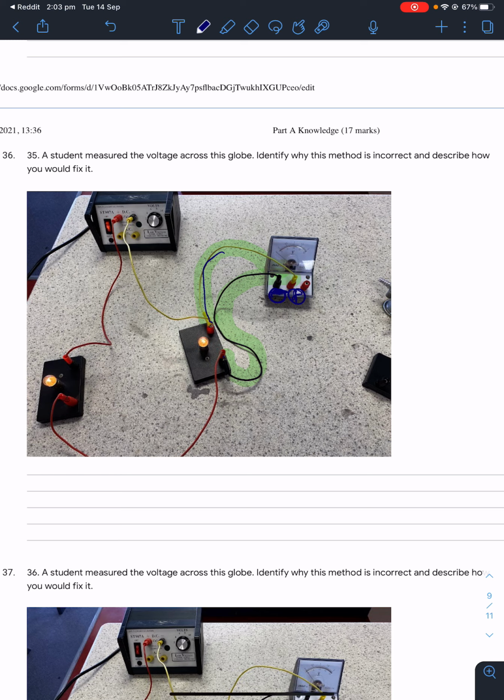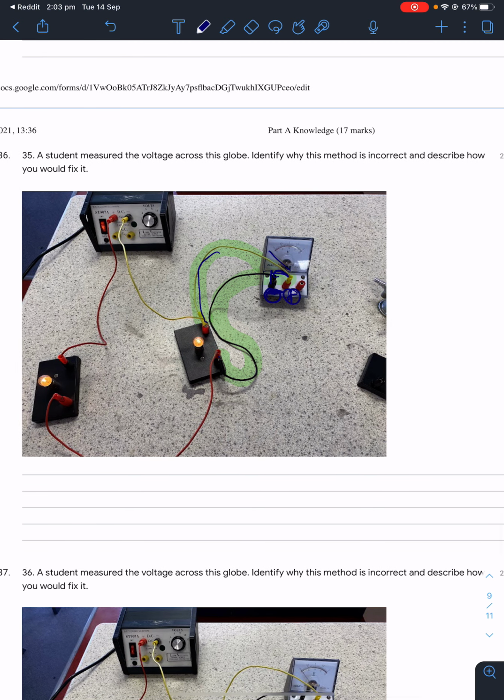But have a look. The actual meter is going negative. And remember from the videos that we saw, when it's going negative, what you need to do is just change the polarity, just swap the plugs over. Okay, so here we just need to recognize that you had the negative and positive on the voltmeter around the wrong way, and you just needed to swap those over. Okay.